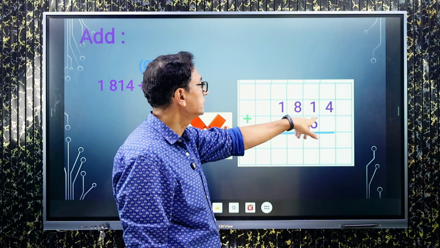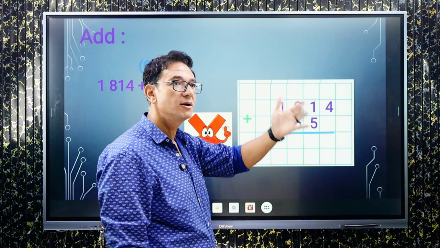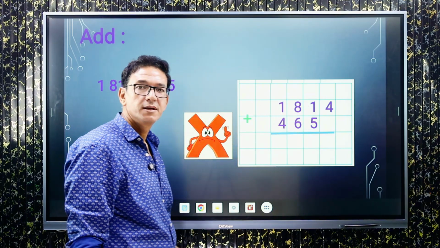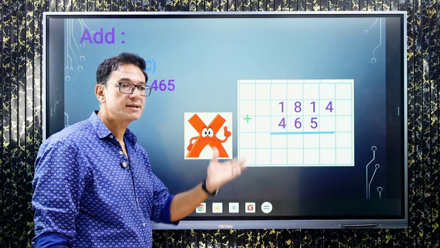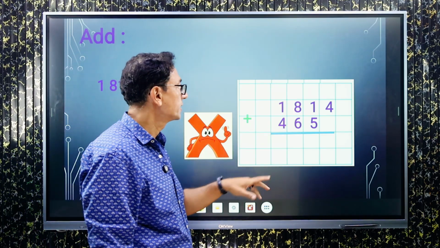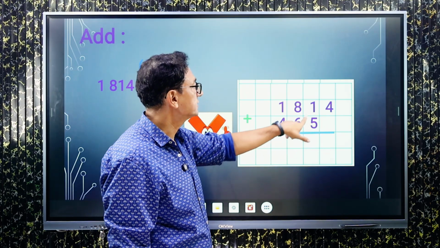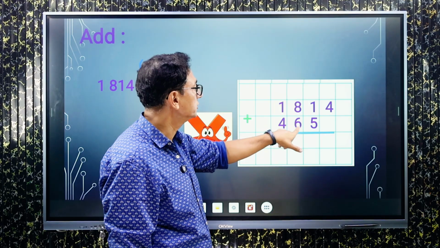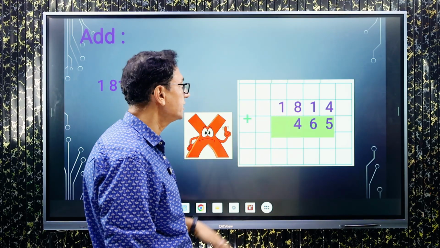Why? Because 5 is ones and 1 is tens. We are talking about the place value. We will explain the value and the place value in the next video. So we have to put 5 under 4, and 6 under 1, and 4 under 8. This is right. Then we can add that.